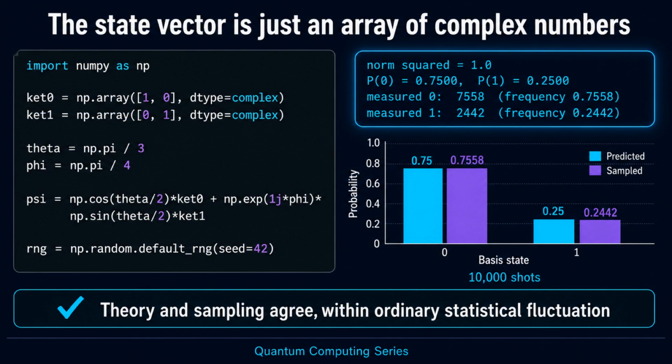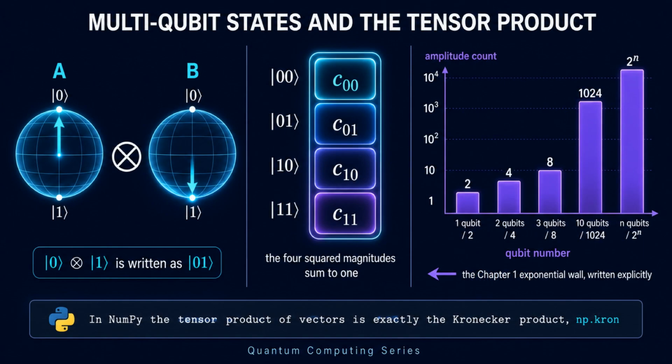Here is the whole idea of simulating a qubit. The state vector is just an array of complex numbers. We build ket 0 and ket 1 as two-element arrays, then form a state with theta equal to pi over 3 and phi equal to pi over 4. The inner product of the state with itself confirms that the norm squared is 1. The Born rule then gives probability of 0 equal to 0.75 and probability of 1 equal to 0.25. Sampling 10,000 measurements with a fixed seed returns frequencies 0.7558 and 0.2442.